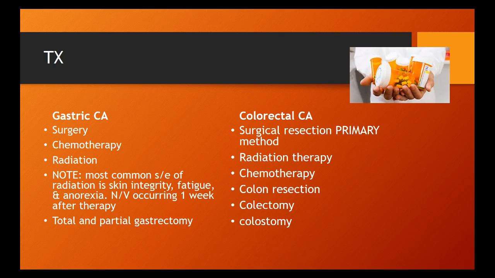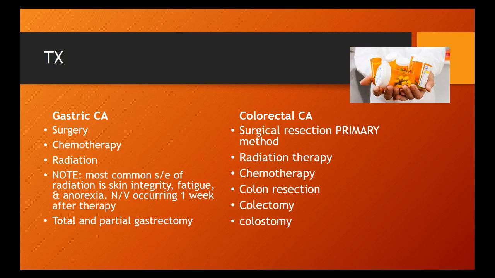So how do we treat these things? Of course, we always want to go straight to the source, and if we can incise it and remove it, that's the most effective way. So surgery, and then of course on top of surgery or in concert with surgery, or if the patient is not a surgical candidate, we'd like to do chemotherapy, radiation. Most common side effects of radiation are skin integrity breakdown, fatigue, and anorexia. Nausea and vomiting occur 1 week after therapy. And then of course a total or partial gastrectomy. Okay, and we know ectomy means removal of.